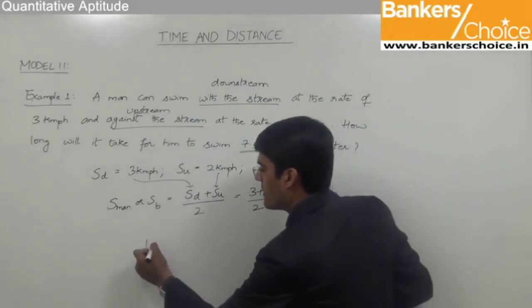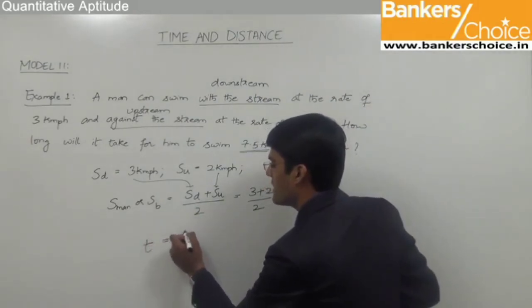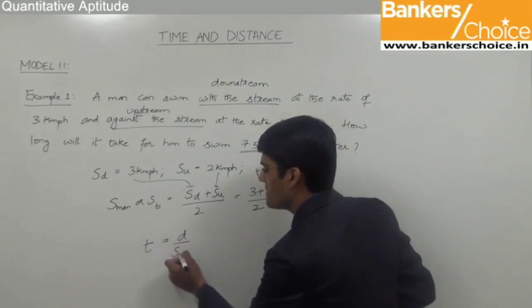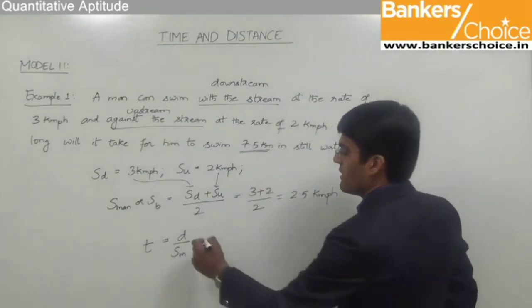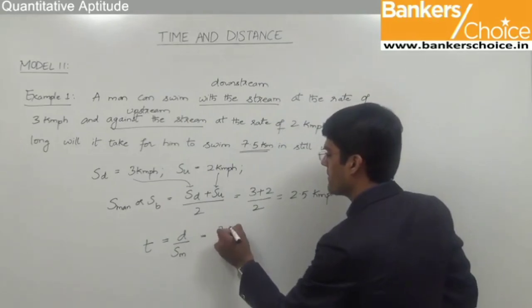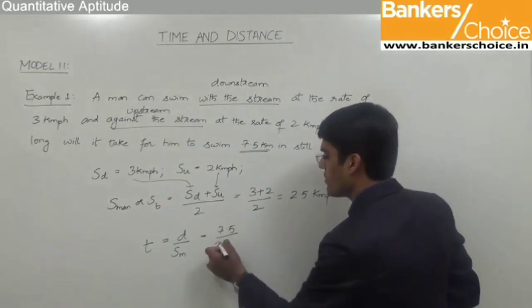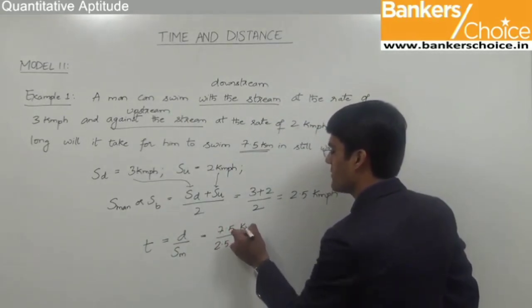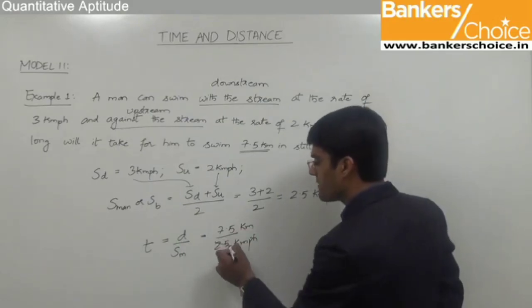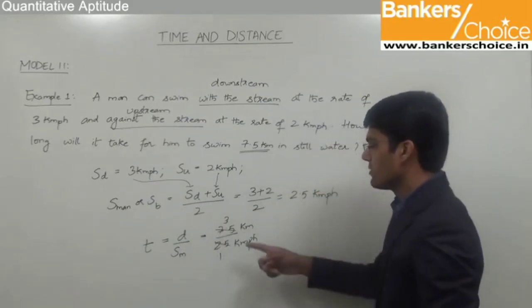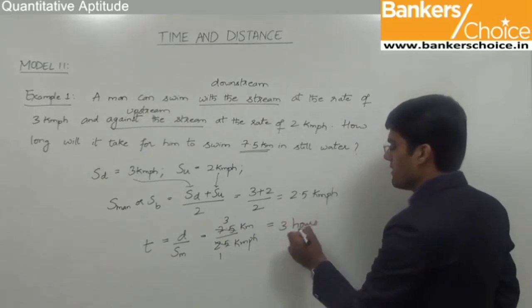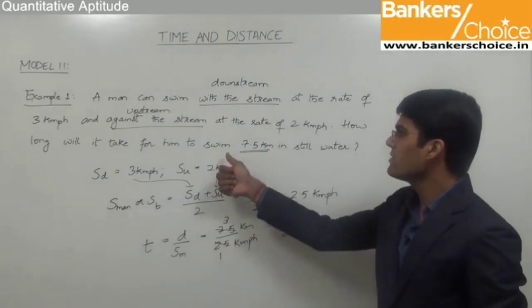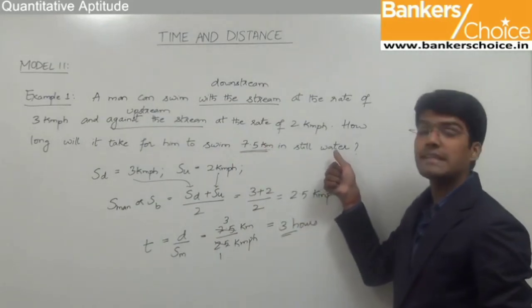Now the time required by the man to cover this distance can be given as distance by speed of the man. The distance to be covered divided by speed of the man. Distance here is 7.5 kilometers and the speed is 2.5 kilometers per hour. Now 2.5 goes 3 times in 7.5, so 3 will be the answer. 3 hours is the time required for him to swim 7.5 kilometers in still water.